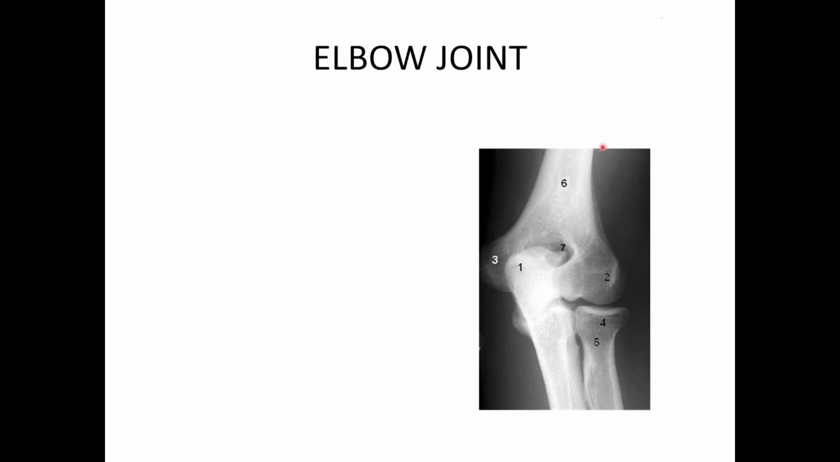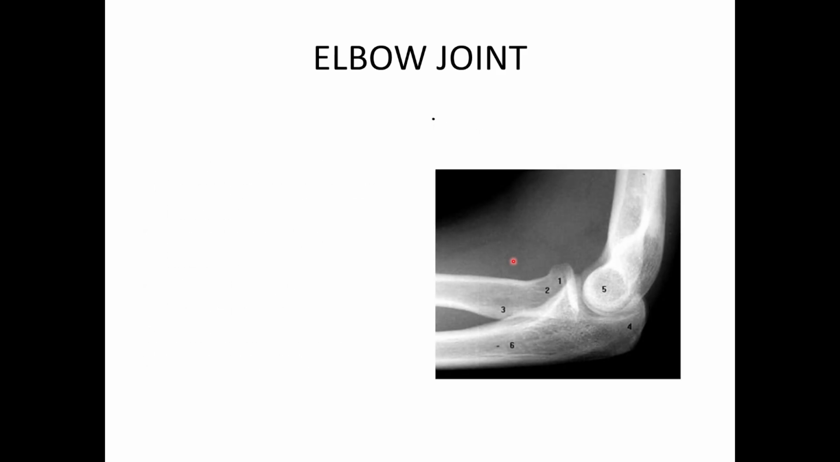Another elbow joint. This is a plain X-ray modality, anterior posterior view. 1 we have the olecranon fossa. 2 we have the lateral epicondyle of the humerus. 3 we have the medial epicondyle of the humerus. 4 we have the head of the radius. 5 we have the neck of the radius. 6 we have the shaft of the humerus, and 7 is the olecranon fossa.